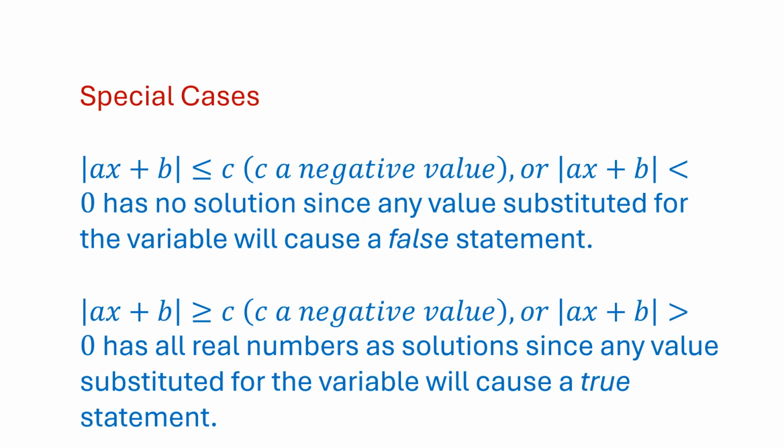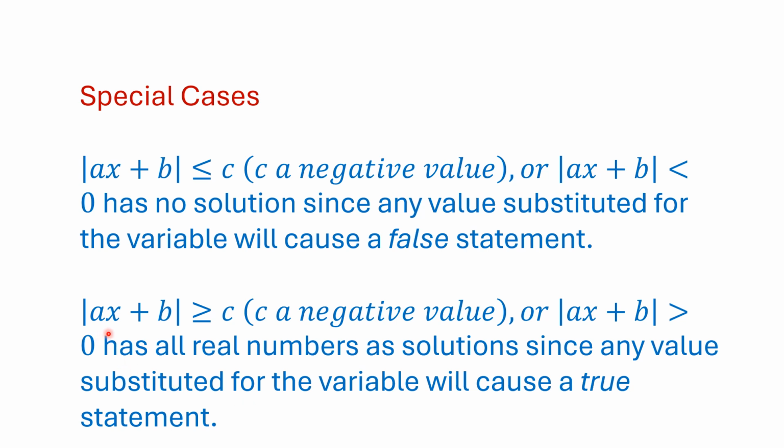The special cases. The absolute value of ax plus b less than or equal to c, when c is a negative number, or ax plus b less than 0, which is the negative numbers and 0, has no solution, since any value substituted for the variable will cause a false statement. We can't have an absolute value equal to or less than a negative number, or less than 0 would be equal to a negative number.